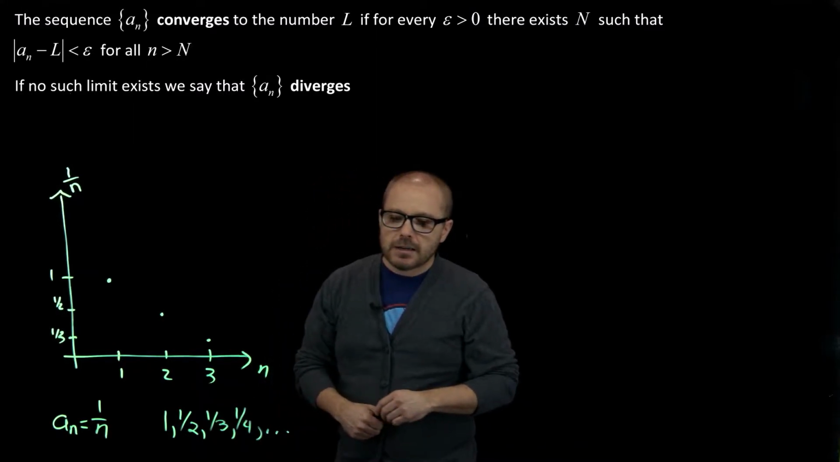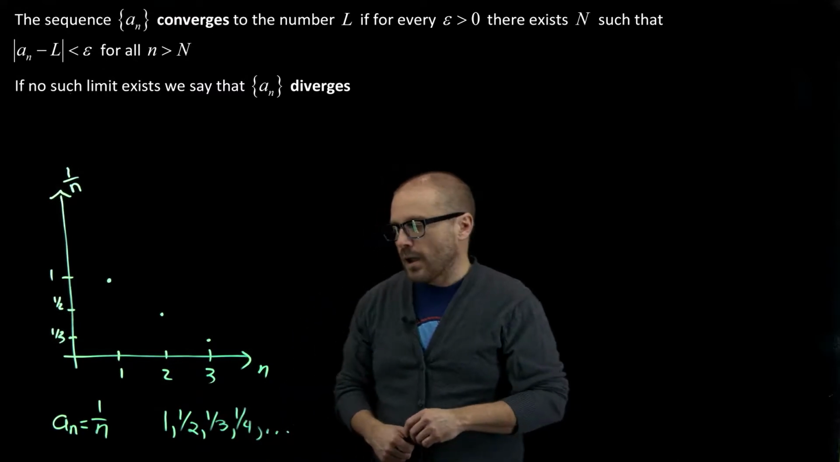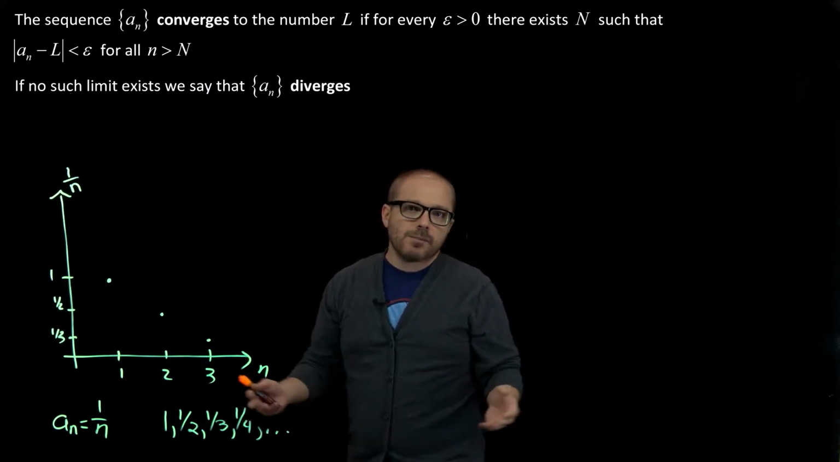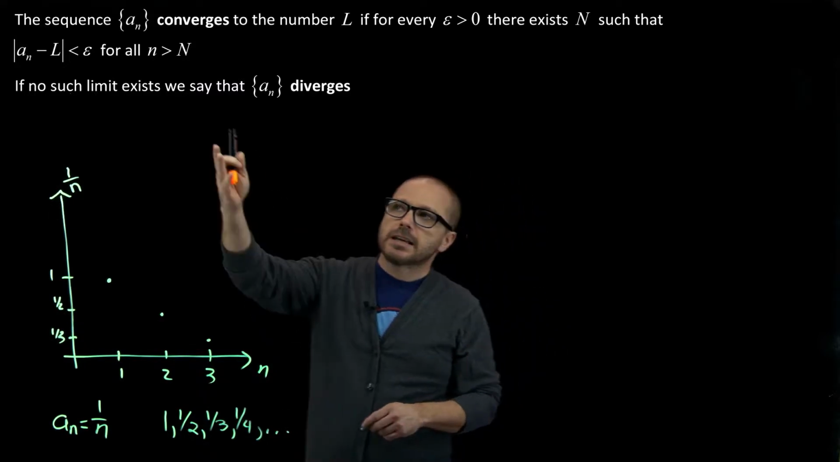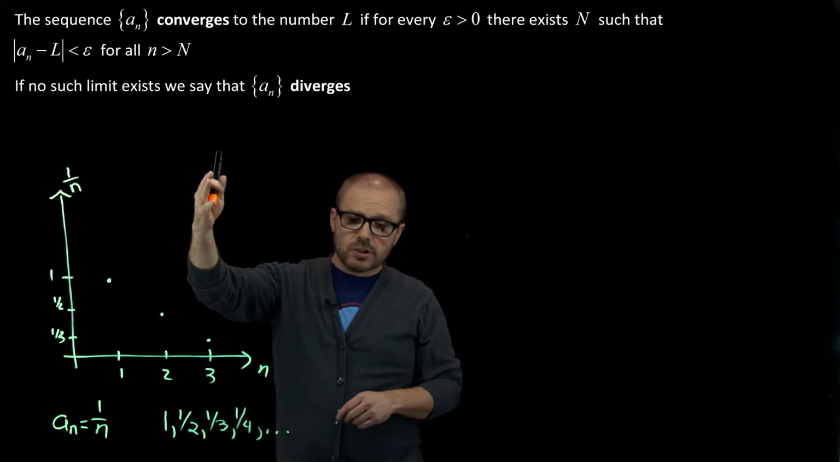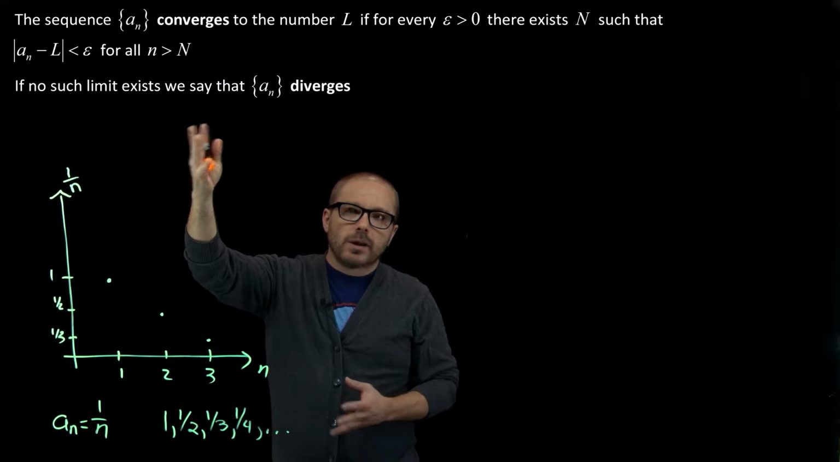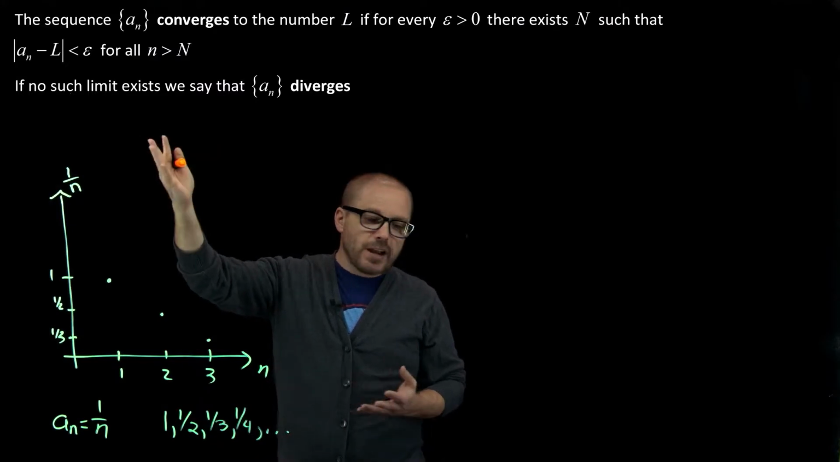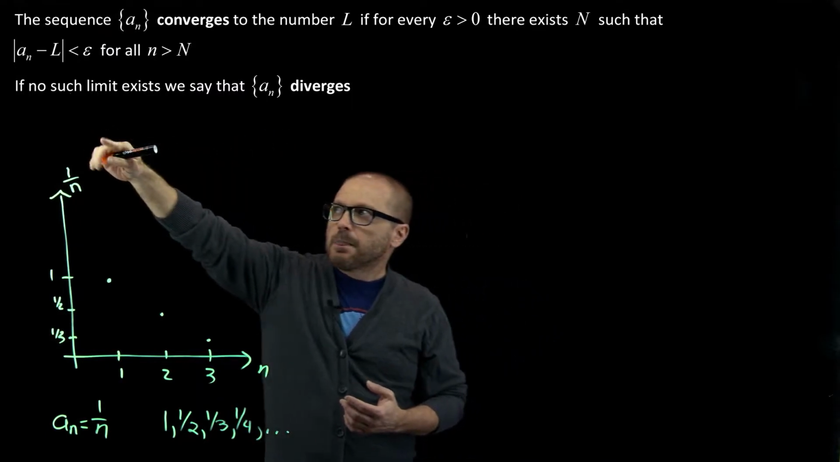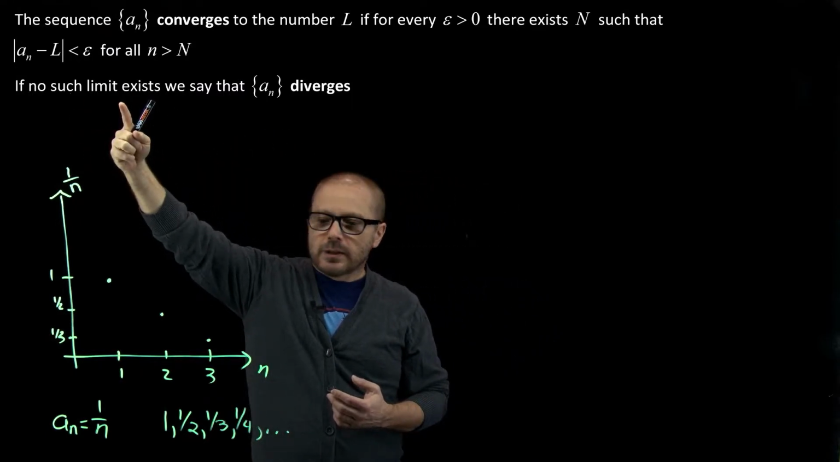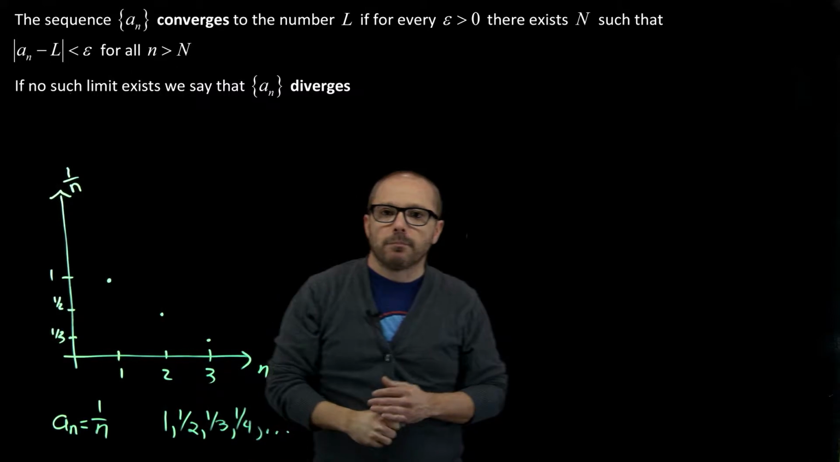So what do we mean by convergence for a sequence? Well, we mean the same thing we meant for limits at infinity for functions. If you look at this definition of convergence, it's saying we converge to L if for every epsilon greater than 0, there exists a big N such that that is true for all n greater than big N.